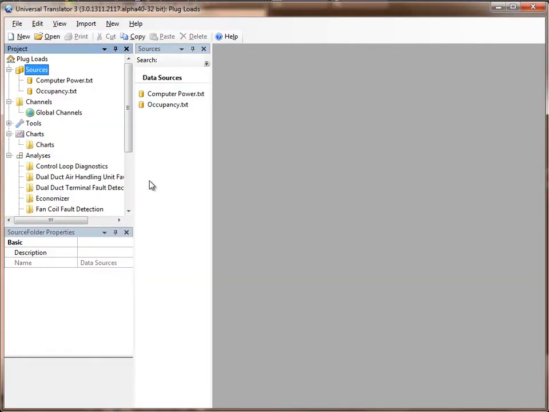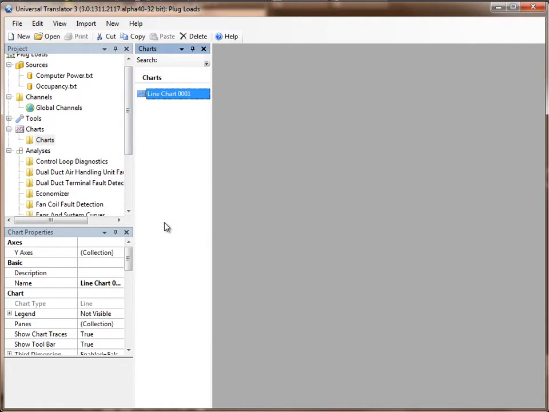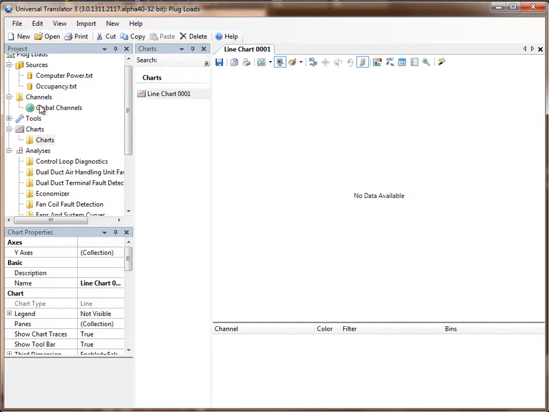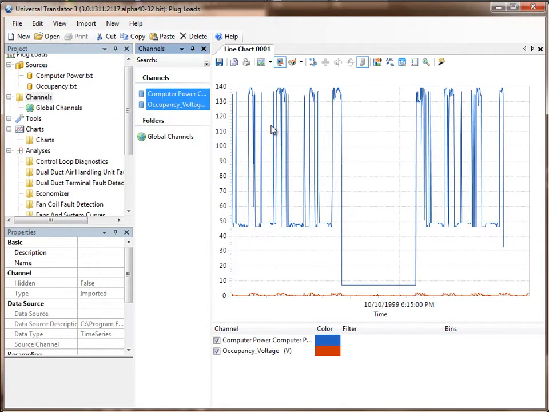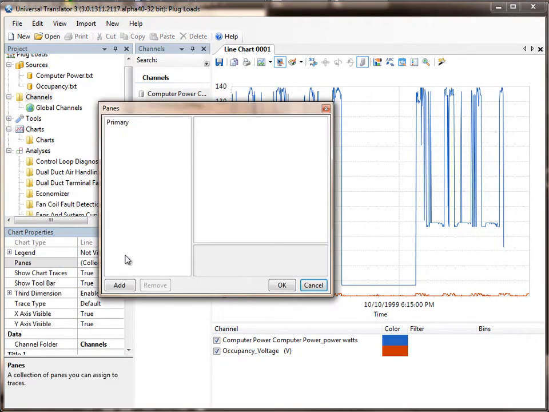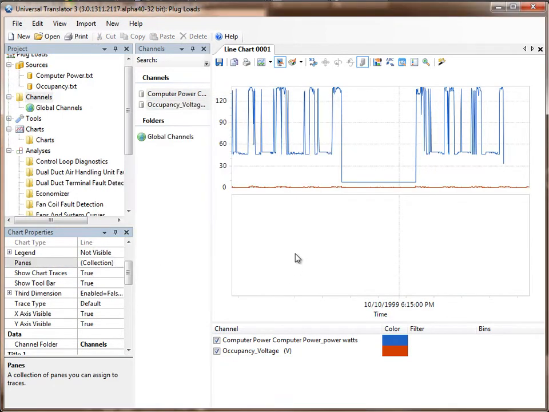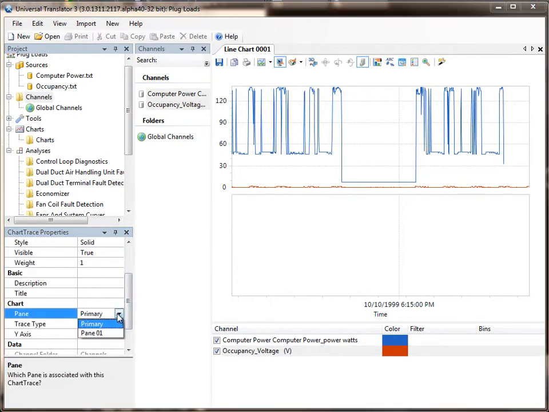and make a quick chart to look at the data. Right click for a new line chart, double click the chart, and then simply drag the channels in here. So there's the actual power use as measured on the outlet strip with a temporary meter, and then the occupancy voltage from a temporary occupancy sensor is shown in red. As we did before, we're going to add a pane to this chart and move the occupancy sensor down into it for a little bit more clarity.